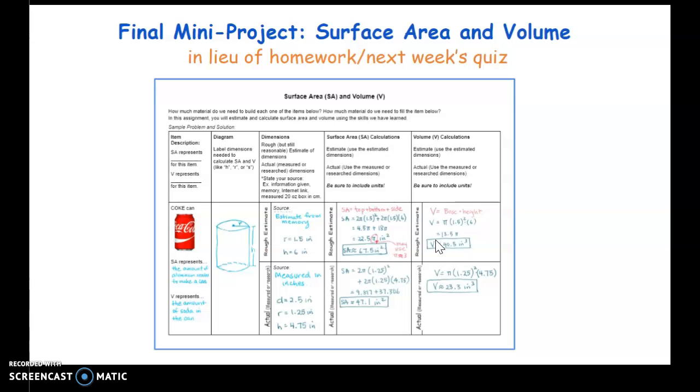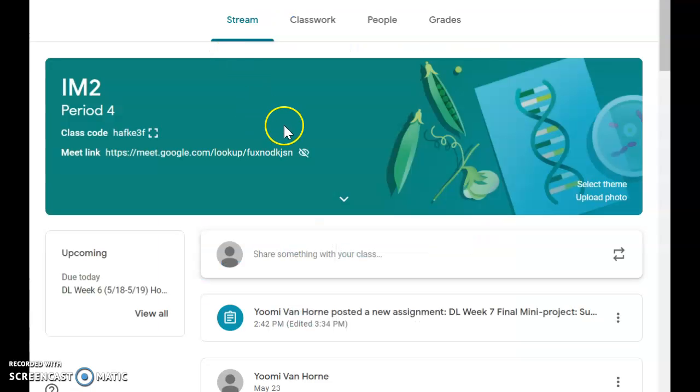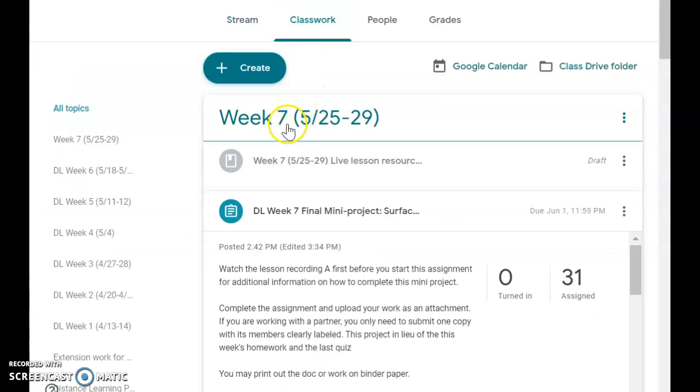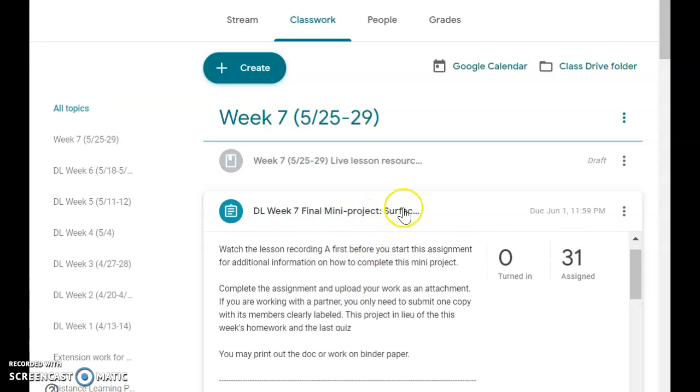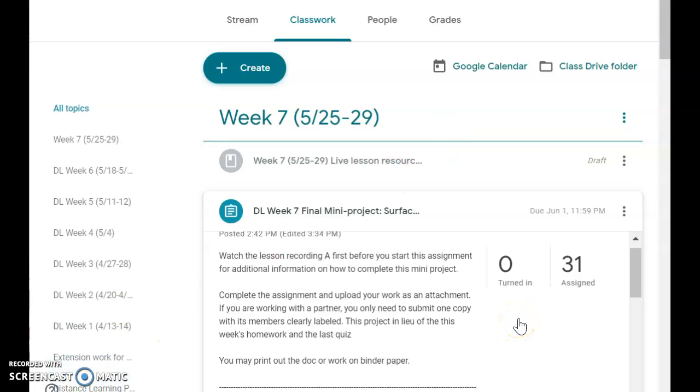So to explain this further, I am going to go to Google Classroom. If I go to Google Classroom, under classwork, under week 7, you're going to find DL week 7 final mini project, surface area and volume. If you open it up, you'll find more information about it.